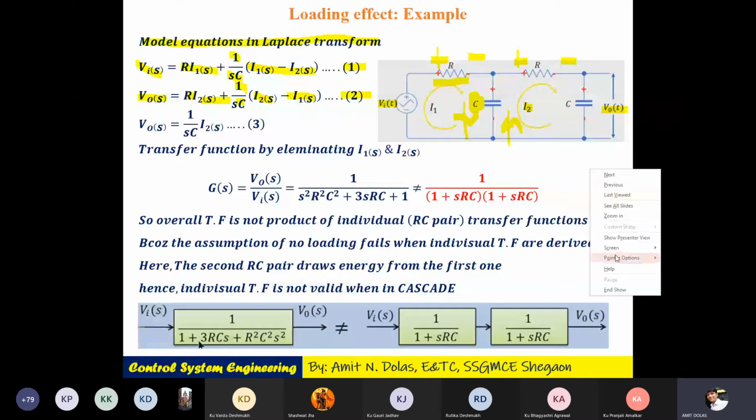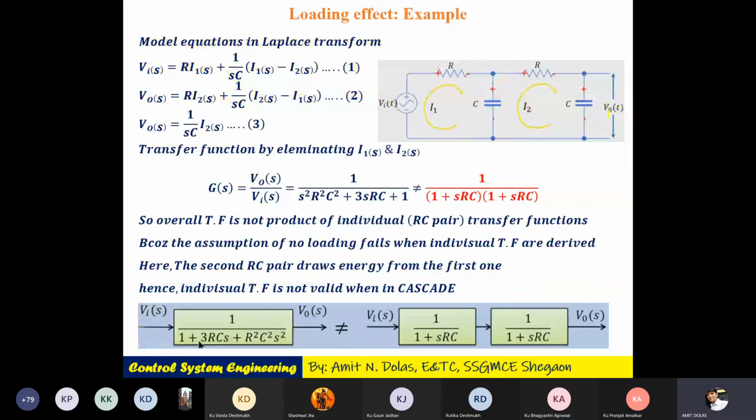And finally third, V of S. What is V of S? V of S is nothing but the voltage across the capacitor. That can be easily written. That is 1 by SC, the impedance of capacitance in S domain or frequency domain, into I2 only, as I2 alone is passing. So V of S will be 1 by SC into I2 of S, the third equation.